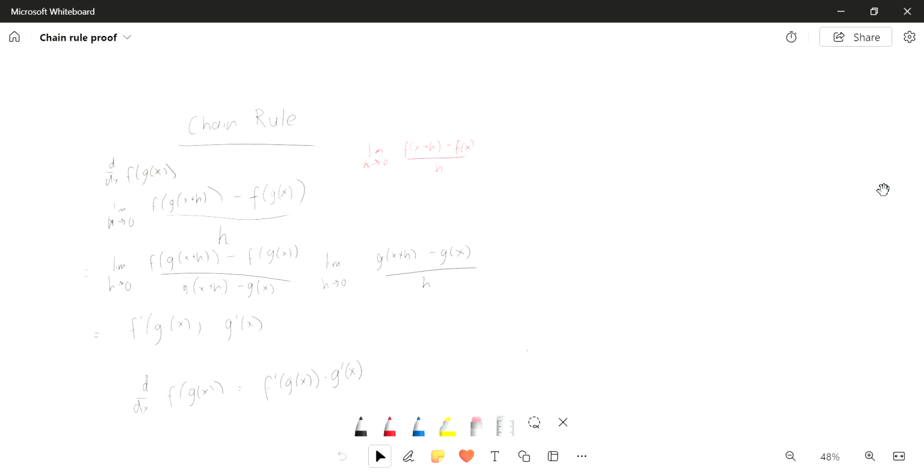Today we're covering the chain rule, which is very important in calculus and allows you to find the derivative of composite functions. A composite function is just a function within a function. So for example, f of x is one function, g of x is one function, but f of g of x is a function within a function, or a composite function.